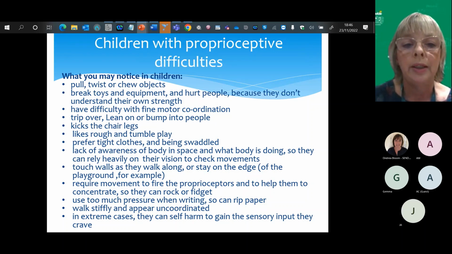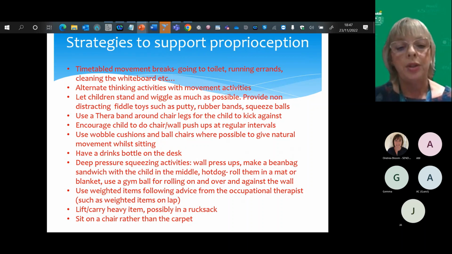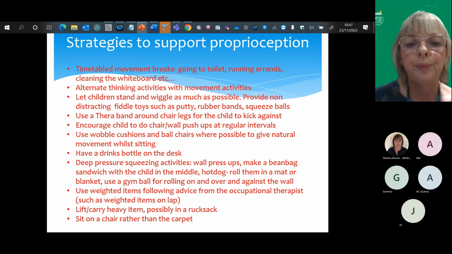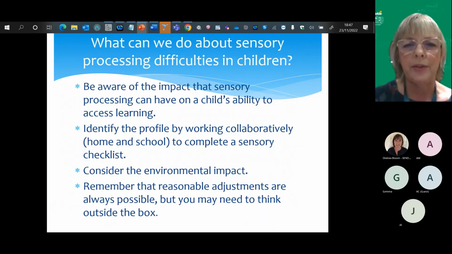and they don't know how much pressure that they're using. And there's a lot of strategies there, which again, I'm not going to go through, but they'll be there for you to read afterwards. And there's some proprioceptive activities.